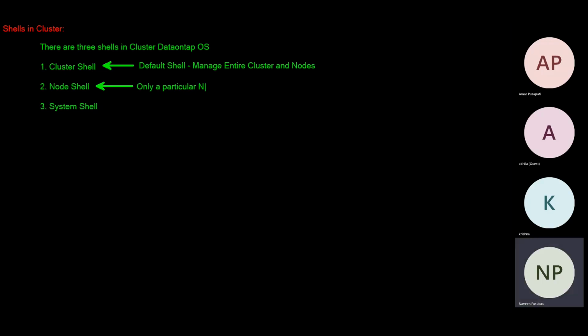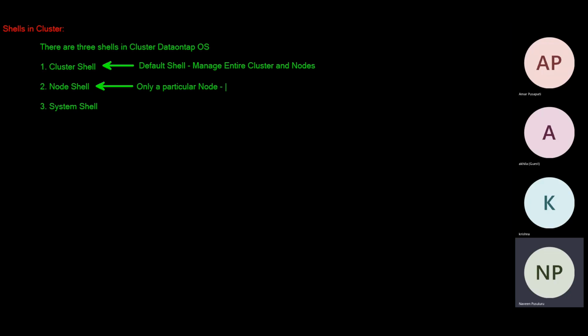Okay, only a particular node. For example, in my cluster I have two nodes. What I can do, I can log into a particular node's node shell, and I can do a little work. But you will not be able to do everything from the node shell. You can only do very few things from the node shell, but those things you will not be able to do from the cluster shell.